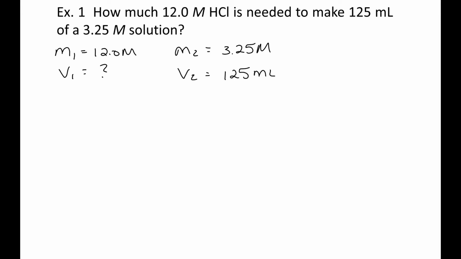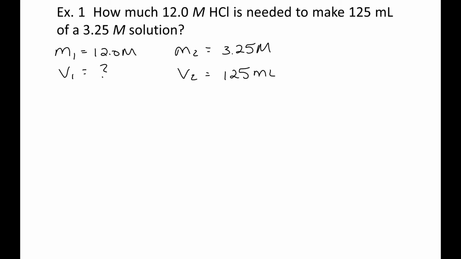Now, if you're getting mixed up as to which molarity goes where, the greater molarity goes with M1 and the lesser molarity goes with M2. So the bigger number is M1, the smaller number is M2. And if you're given two volumes, it's the opposite. The larger volume is V2, and the smaller volume is V1.